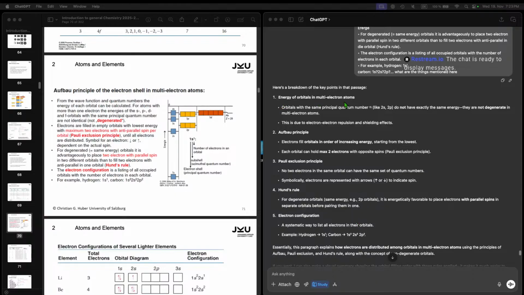Energy of the orbitals in multi-electron atoms. Orbitals with the same principal quantum number do not have exactly the same energy.